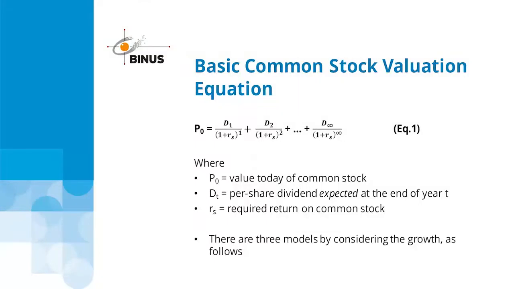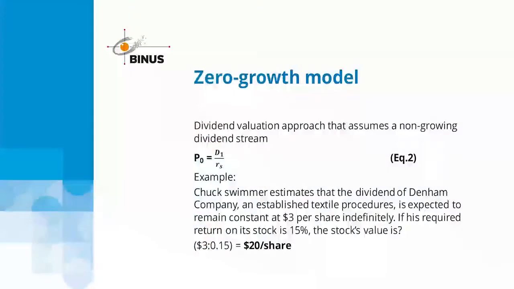So here we come to the basic common stock valuation: how to determine the value today of common stock. D is the dividend expected at the end of the year, while r is the required return of common stock. There are three models that consider growth. The first one is the zero growth model. It is the dividend valuation approach that assumes a non-growing dividend stream. To calculate, the dividend is divided by the required return.